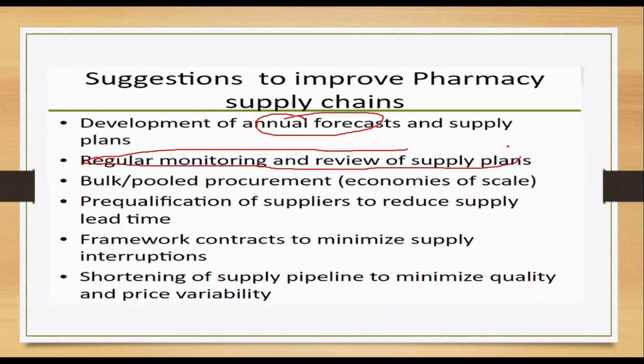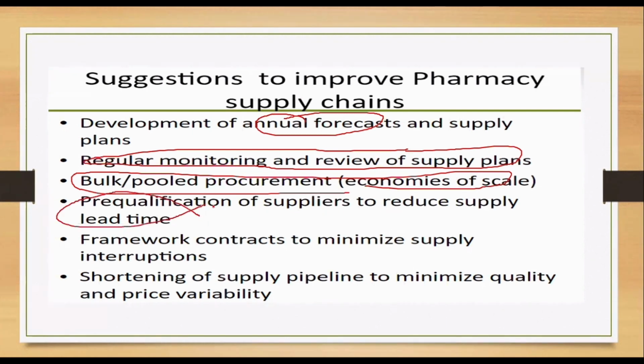Of course, using technology, transparency and monitoring is going to happen. And bulk and pooled procurement. This is about economies of scale. This is not a new concept, but economies of scale are always very important, and one of the important aspects is bulk and pooled procurement. Supplier consortiums are going to happen, then you can have bulk and pooled procurement and pre-qualification of suppliers to reduce supply chain lead time. So this is also very important.